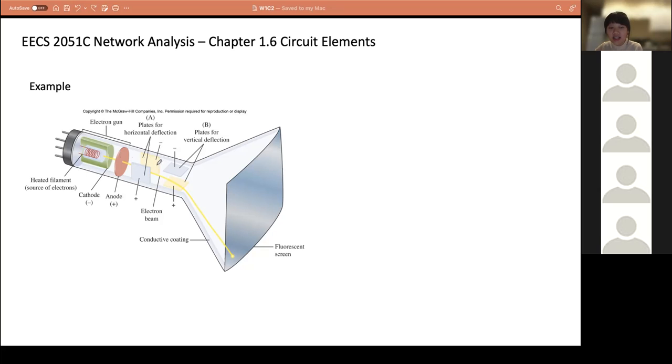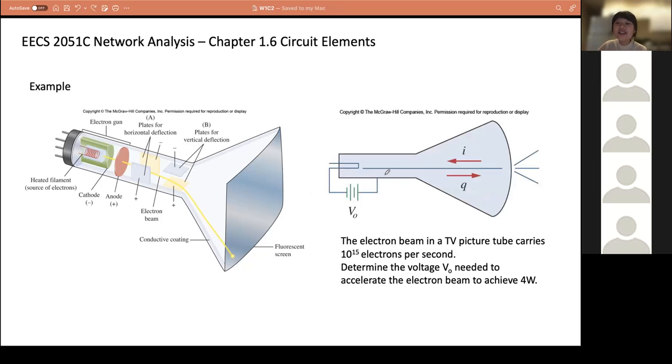With these external electric fields, the electrons will move a certain distance from a certain place. So it will deflect because of the field force, and then it will eventually hit the screen and light up. Here we are not really focused on how this functions and how it works. What we will do here is simplify this figure into this example question.